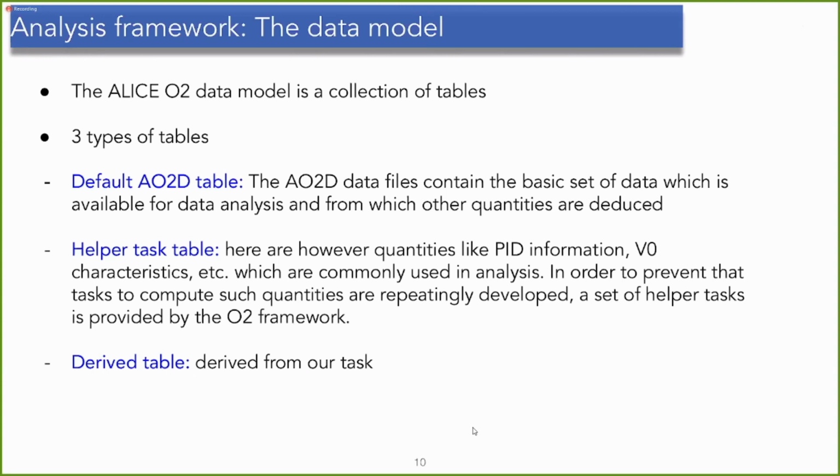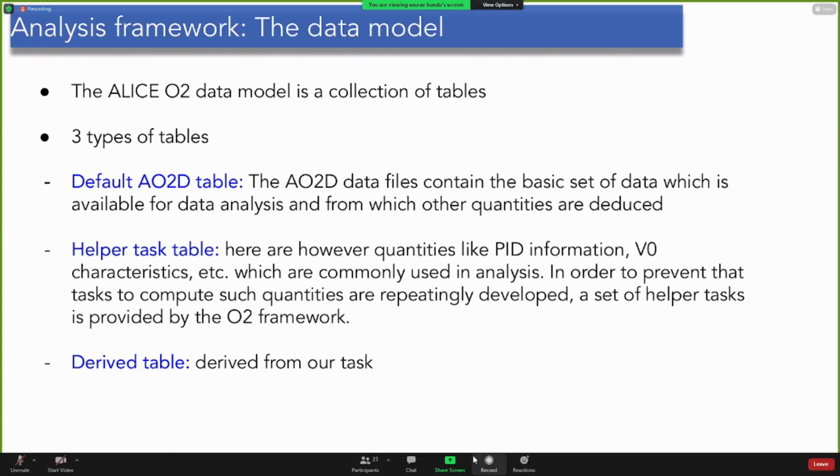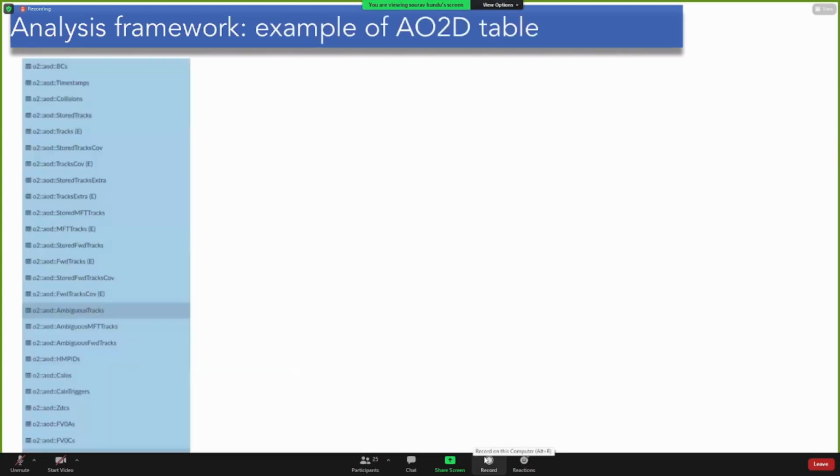So in today's presentation, I will mainly talk about this AO2D table and the helper task table. I will not go to the more complicated one, that is the derived table, but you can always go to this link of the O2 analysis framework documentation, and there you can find some examples of how to write this derived table and how to store data there.